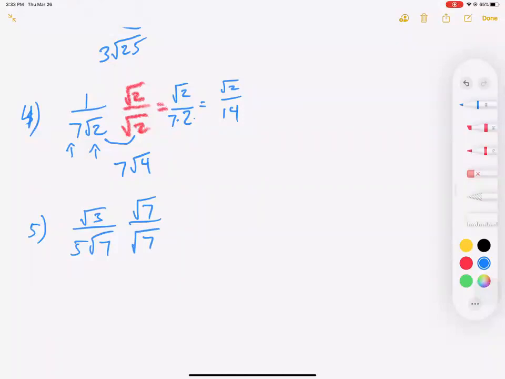Square root of 7 times square root of 7. We said that is a square root of 49. Well, you don't have to write square root of 49 because we know that we're going to get rid of each other and we're just going to have a 7 left over. On top, is 3 a square root? Is 7 a square root? Yeah. So square roots multiply each other.